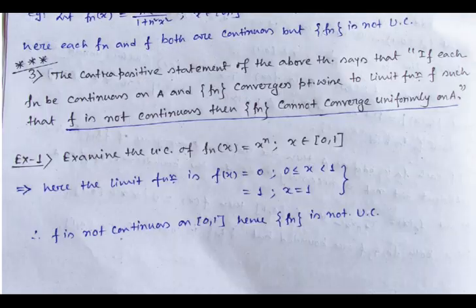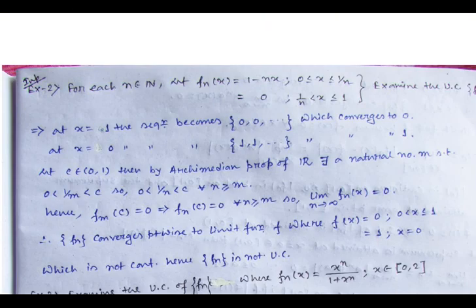Let us go for another problem, similar to our last problem: 1 minus nx for 0 less than or equal to x less than or equal to 1 by n, and 0 for 1 by n less than x less than or equal to 1. For x equals 1, the sequence of functions converges to 0. For x equals 0, it converges to 1. Two different points have already arisen. But if x lies between 0 and 1, then by the Archimedean property we have a natural number m such that 0 less than 1 by m less than c, as we did in the previous problem. So we can declare that for each and every n greater than or equal to m, 0 less than 1 by n less than c.